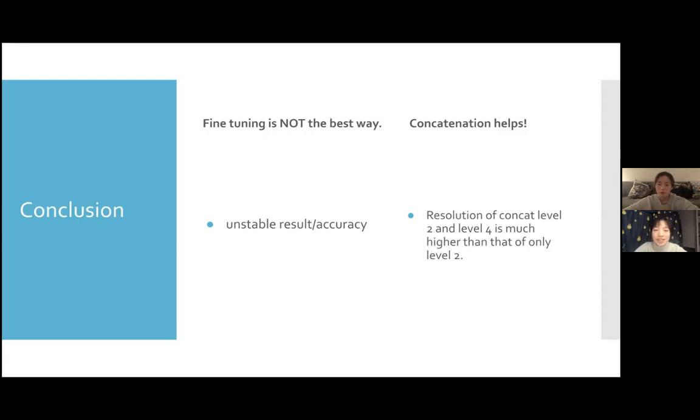Yeah. Secondly, we discovered that although concatenation doesn't help a lot in accuracy, it hugely improves the resolution of the regenerated heat map. Therefore, for our project, the concat model is the best choice.